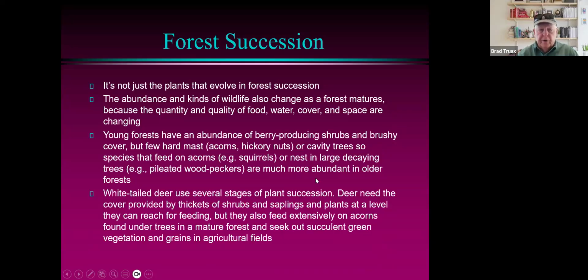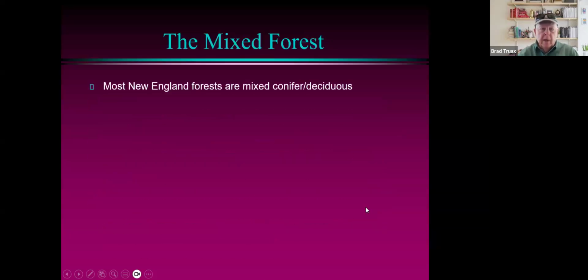And white-tailed deer use several stages of plant succession. Deer need the cover that's provided by thickets and shrubs and saplings and plants that are at a level that they can reach for feeding. But they also feed extensively on the acorns that are found under the trees in a mature forest, and they will seek out some of the succulent vegetation and grains that occur in agricultural fields as well.